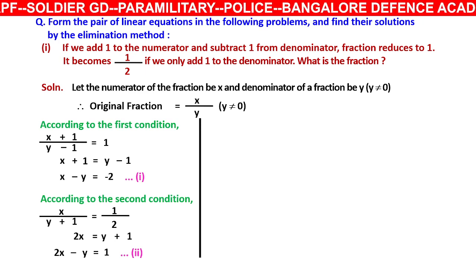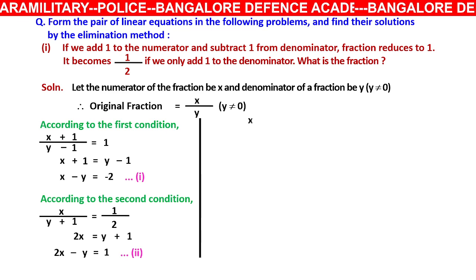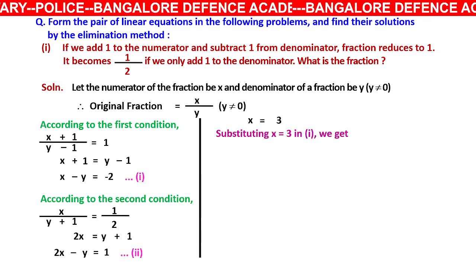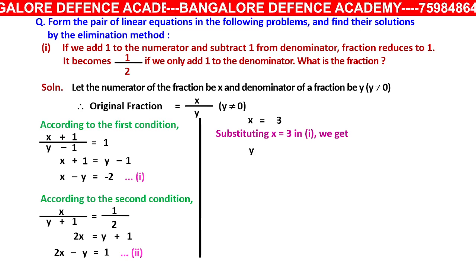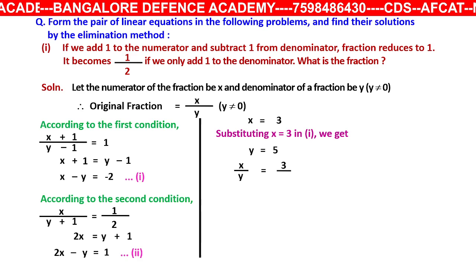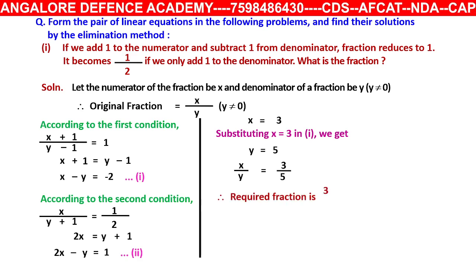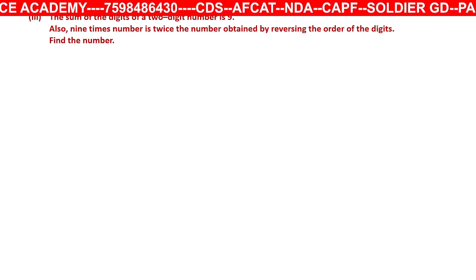Now you can solve these two equations by different methods. So let us do it by the elimination method. It looks easy. x is equal to 3, you get it. Substituting x is equal to 3, we get the value of y, that is y is equal to 5. So x by y is equal to 3 by 5. So the required fraction is 3 by 5. So it was that easy. Now let us try to do the next question.